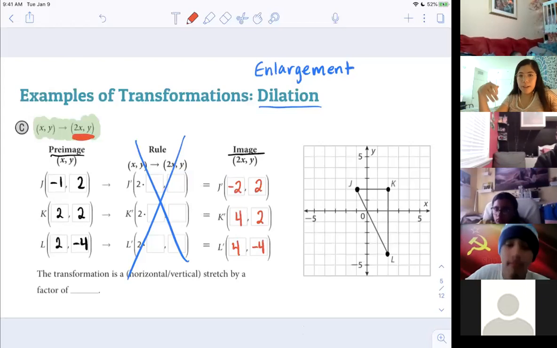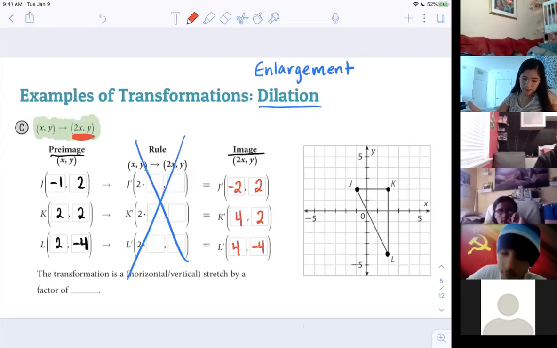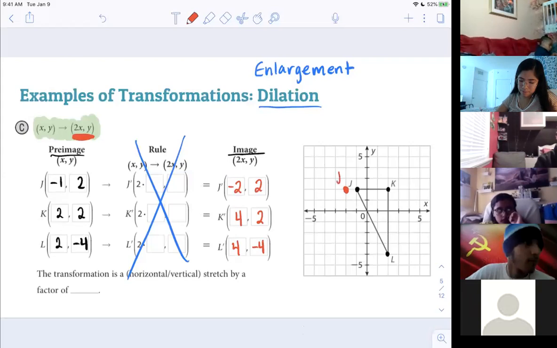So all I did was multiply all the x values times 2. It's not hard, guys. I promise. Then I'm going to plot all those points. So I have -2, comma 2. This is my J prime. Then I have 4, comma 2. That's my K prime. And then I have 4, comma -4. And that's my L prime.